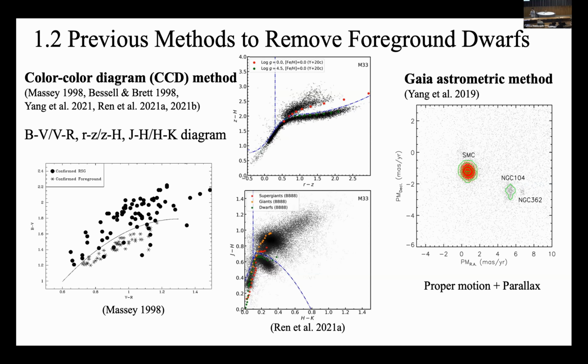And the other method is the Gaia astrometric method. We can select the member stars of the target galaxy on the proper motion diagram because they are concentrated on this diagram. Along with the parallax constraints, we can remove the foreground dwarfs.